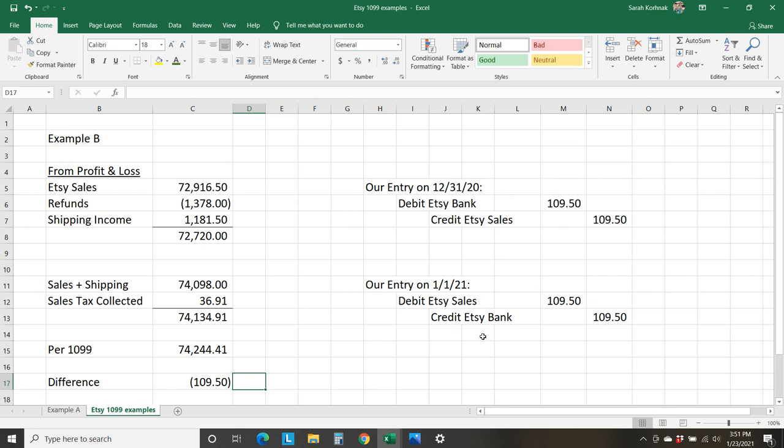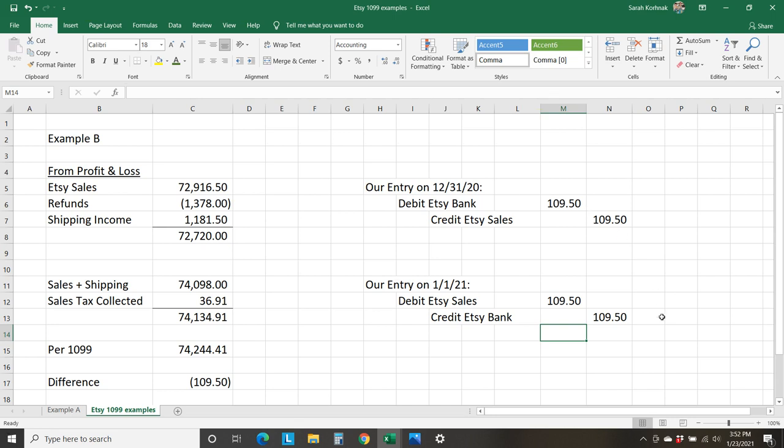And then we're going to reverse it on 1/1/21. I'm sorry, I'm just seeing things funny. Okay, so we're going to reverse it. Instead of crediting Etsy sales, we're going to debit Etsy sales for the exact same amount, and we're going to credit Etsy bank for the $109.50 where we had debited it before.